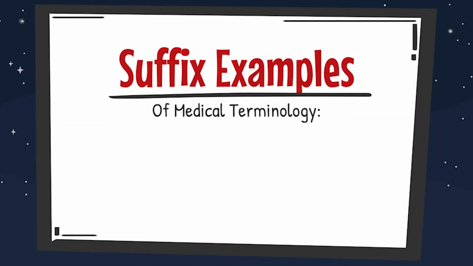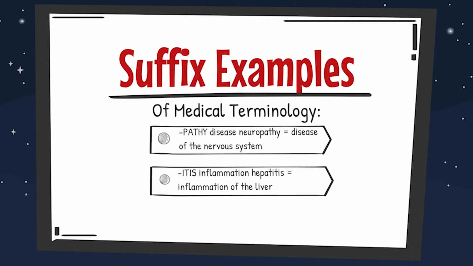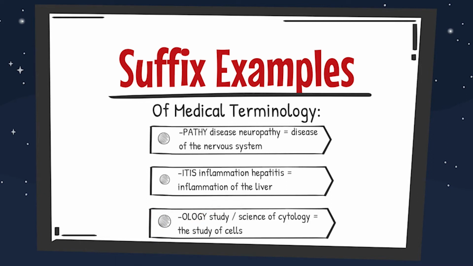Some examples are pathy, which is disease, neuropathy, which refers to disease of the nervous system. Itis, which is inflammation, hepatitis, which refers to inflammation of the liver. And ology, which is the study of a science, cytology, which is the study of cells.